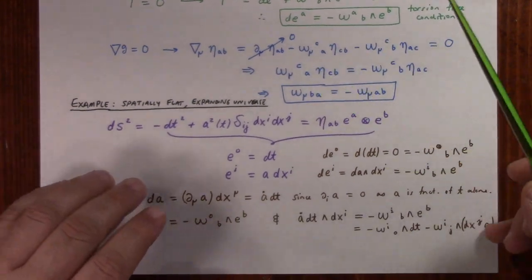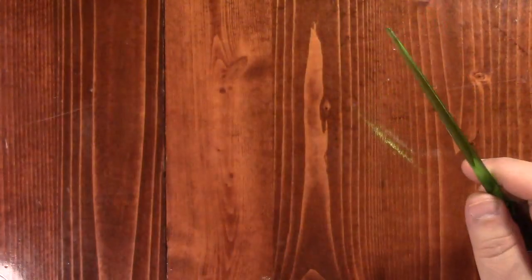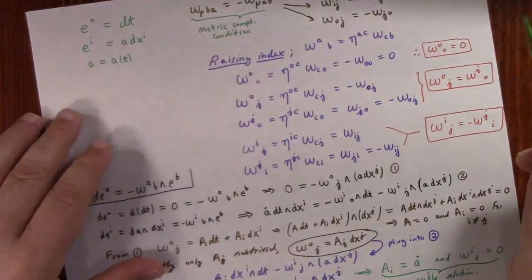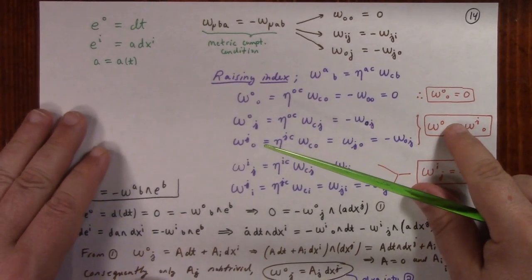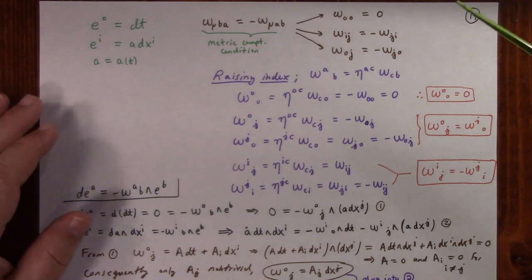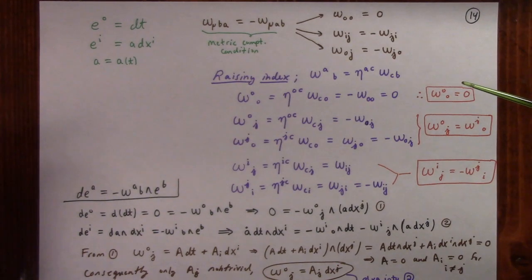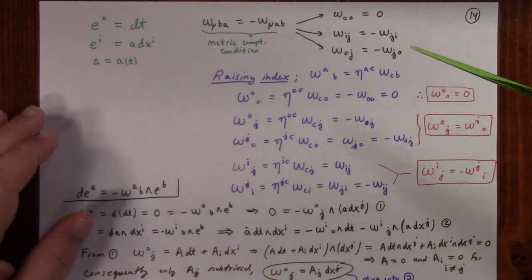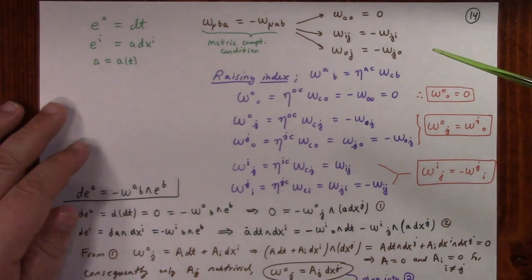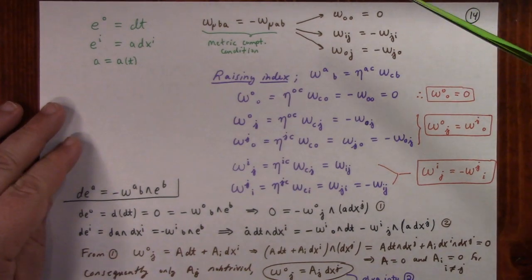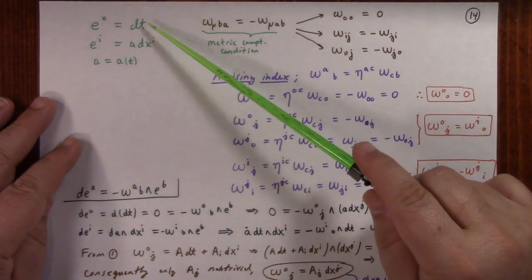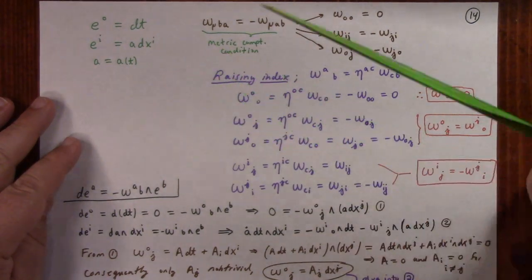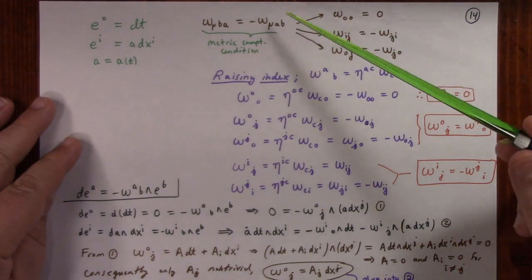All right, so let me go on to the next page here. So let's see how that goes. Obviously you should be watching the last video. This shouldn't make any sense at all unless you've seen the last video, but whatever. So we have, this is our tetrad, dt, a dxi. So let's run through it.